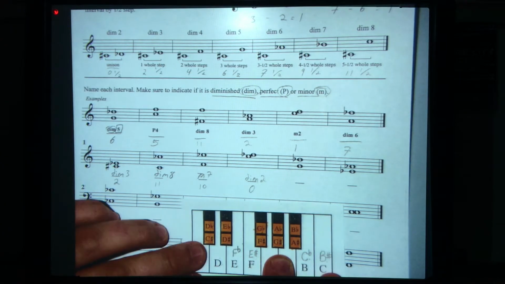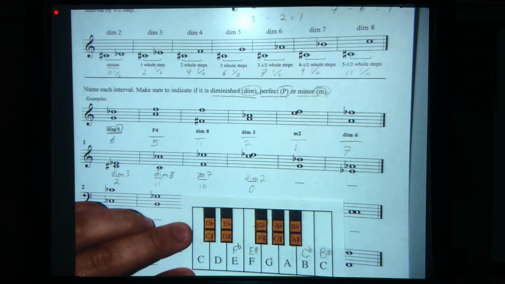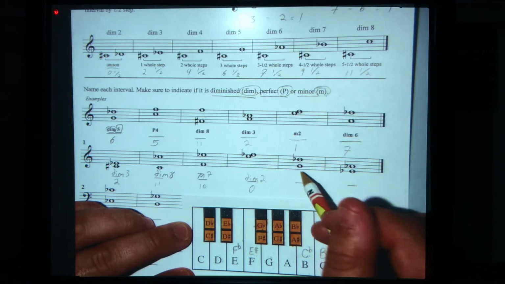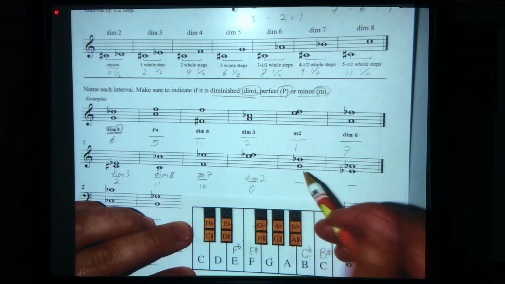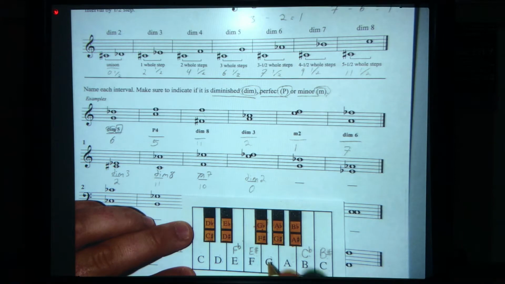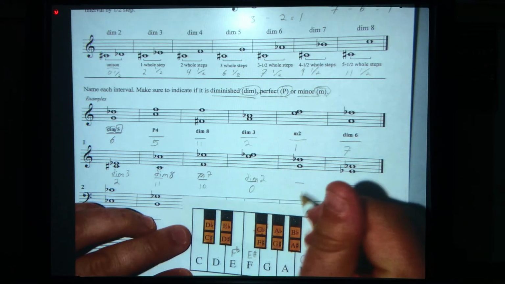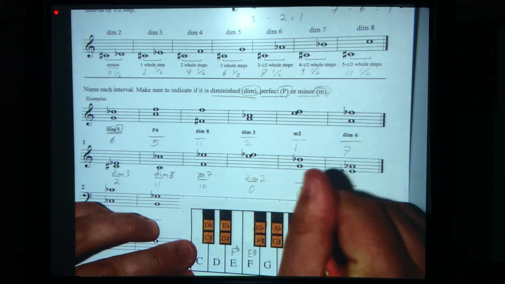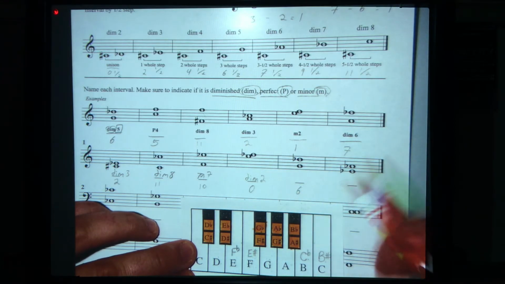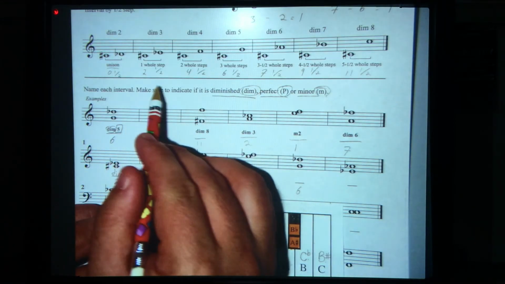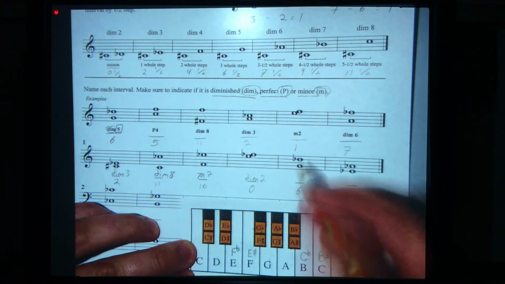Moving along, the next one we have is a G to a D flat. So let's go ahead and count this. G being 0, 1, 2, 3, 4, 5, 6. 6 half steps between G and D flat. Go ahead and write that underneath the note. And we go up to our key. Which one has 6? There it is, diminished fifth.